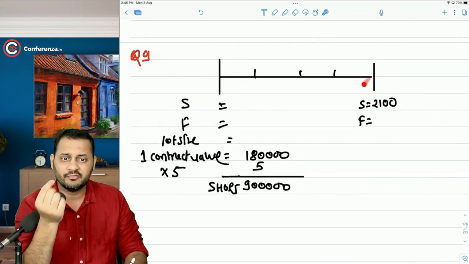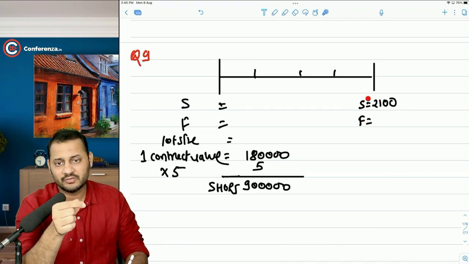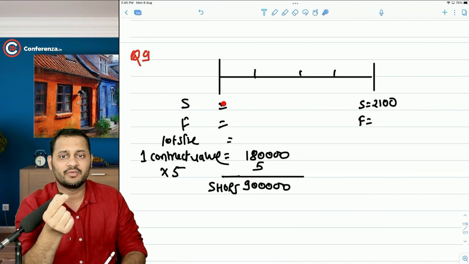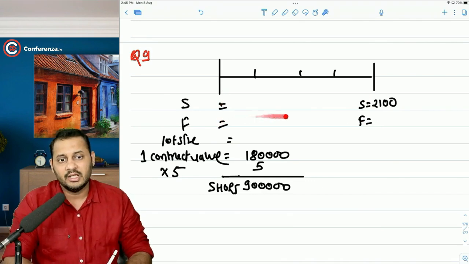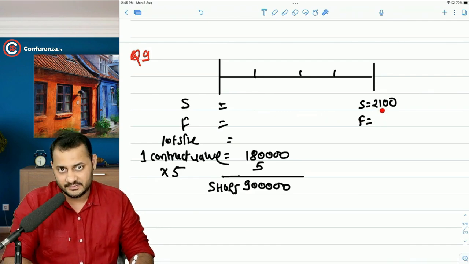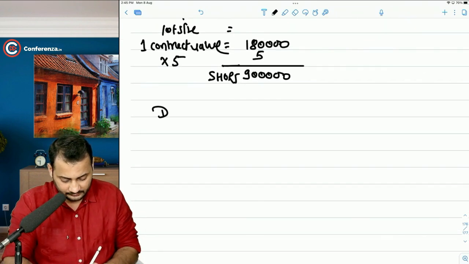At expiry, the futures will also have some value. Spot will also have some value. At the beginning also, spot will have some value and the futures will have some value. Cool. They have only given us the information of the spot price. But you know one thing? Do you know one thing?